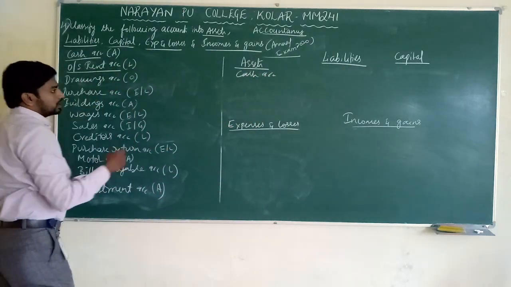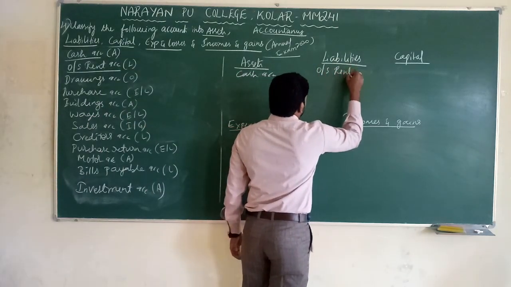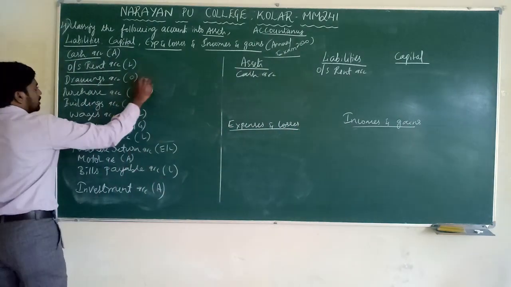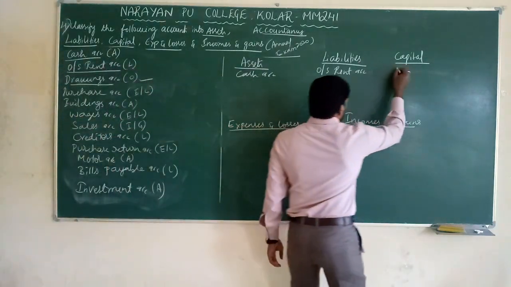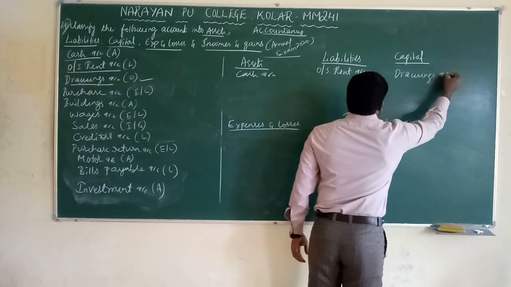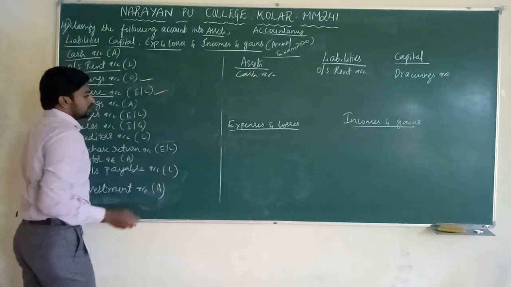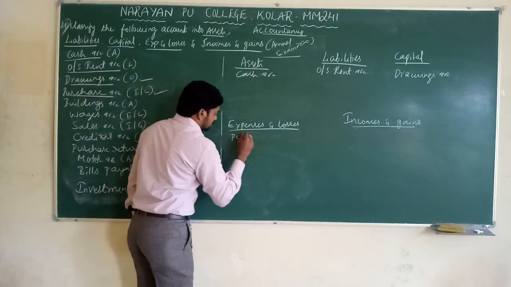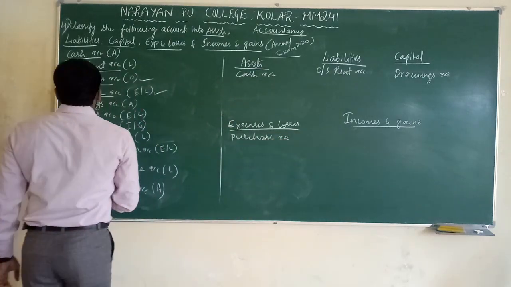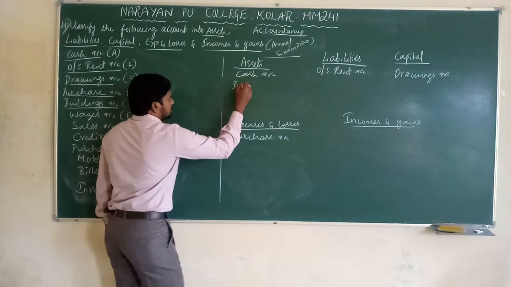Outstanding rent account comes under liability. Drawings account comes under capital. Next, purchase account comes under expenses and losses. Next, buildings account comes under assets.